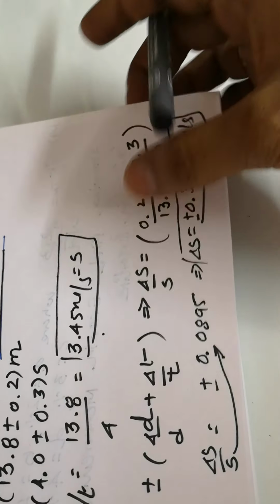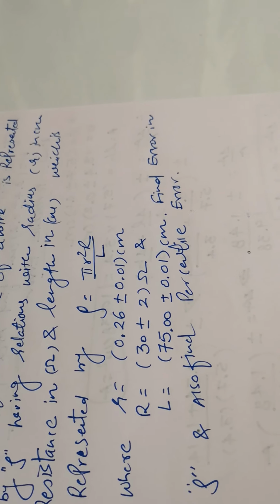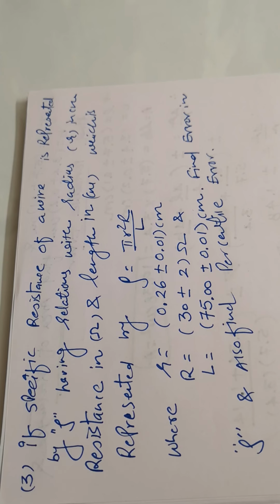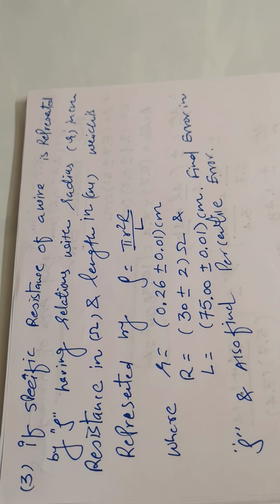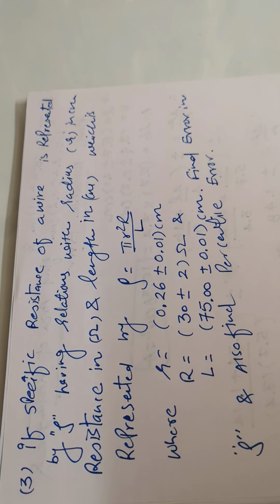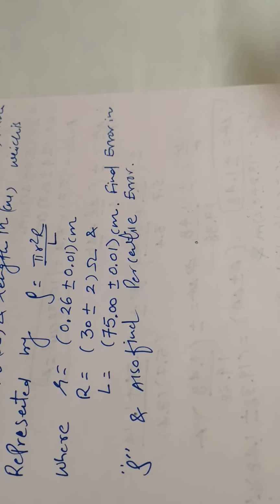So this is how we can calculate, first of all, the very simplest type of example. Now I have placed one good example for you, and that example will lead you to some of the basic queries. First of all, you have been given that the specific resistance of a wire is represented by rho, and its equation is given. It is called pi r square by L.